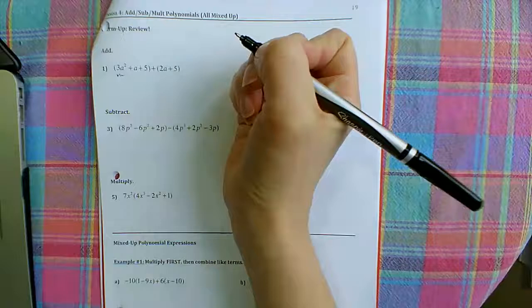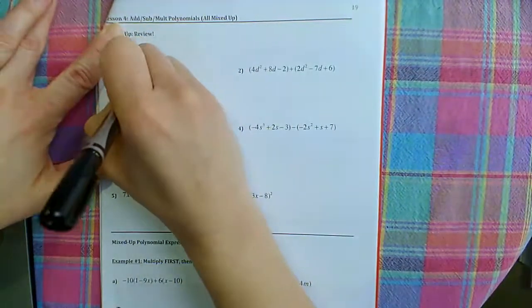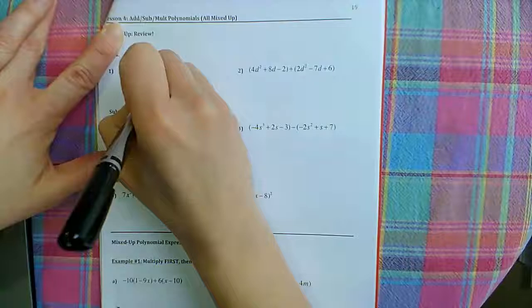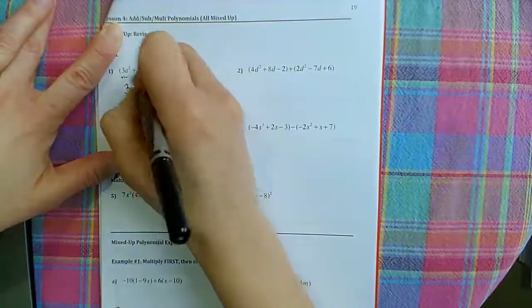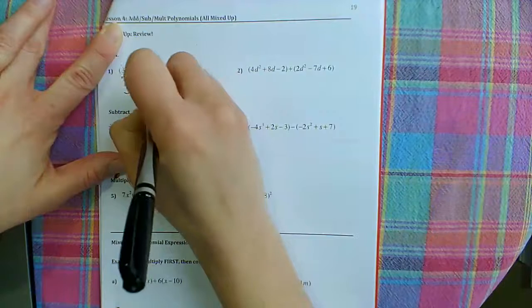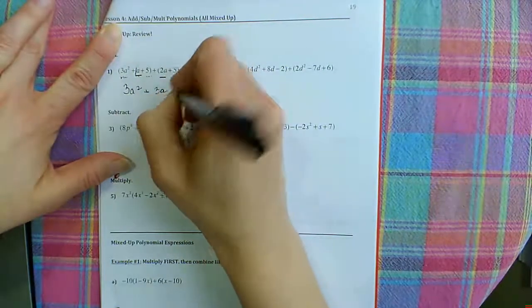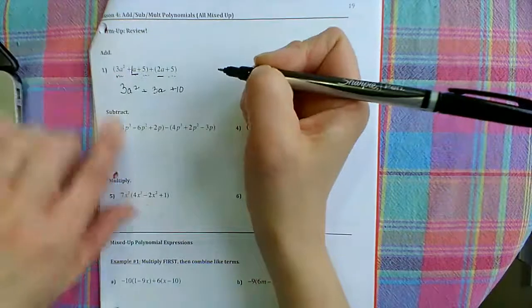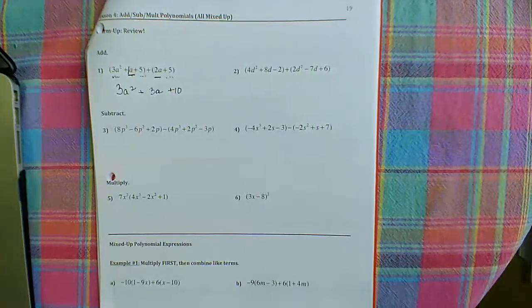3a squared doesn't have anything to match with, so we will call this 3a squared plus, now look at your a's, here's an a and here's an a. So 1a, remember this is 1a, plus 2a is equal to 3a, and then look on the end, 5 plus 5 is equal to 10. So 3a squared plus 3a plus 10. Let me grab a different marker.